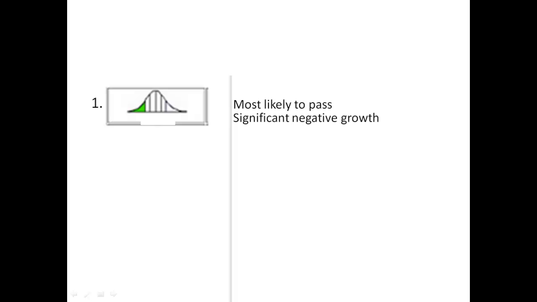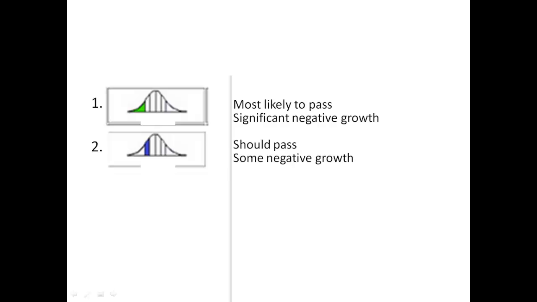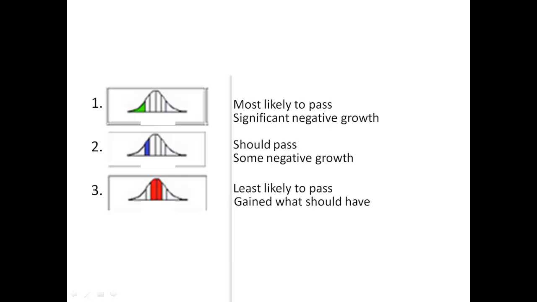And far tail left means that that specific student showed significant negative growth. All right, let's move on to sample number 2. Looking at the color first, this is a blue that indicates that this student should pass, and the location within the curve is on tail left, which tells me that there was some negative growth. Moving to the third example. This student, first looking at the color, is a red. That tells me that the student is least likely to pass.